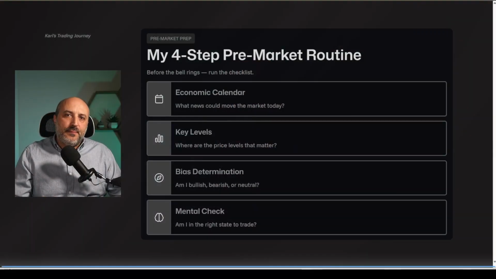In my last video, I walked through my full trading routine. Today, I'll go deeper on the pre-market phase specifically. Four steps in this order every single morning. Step 1, economic calendar. Step 2, key levels. Step 3, bias determination. And step 4, mental check. That's the map. If that sounds good to you, let's get to it.